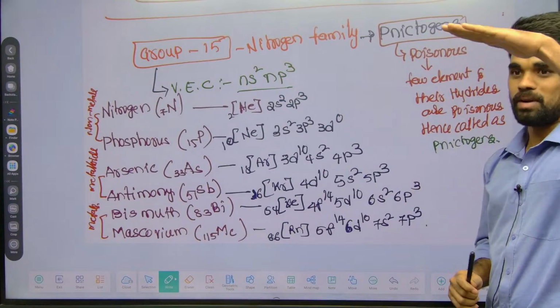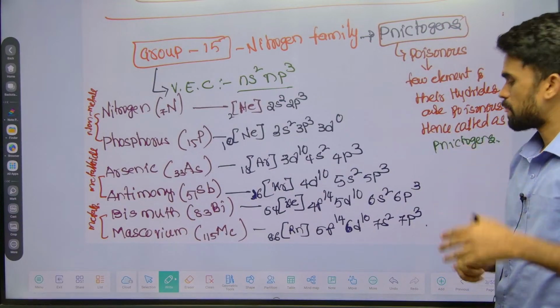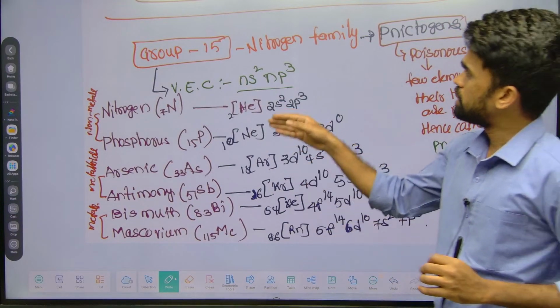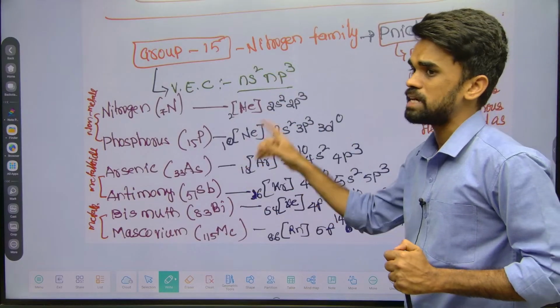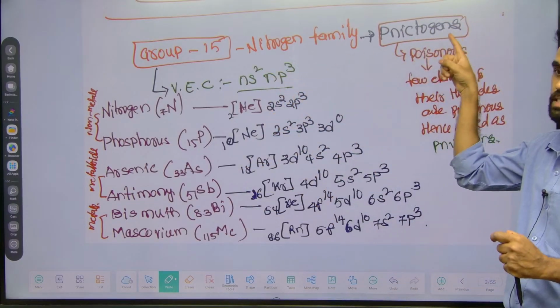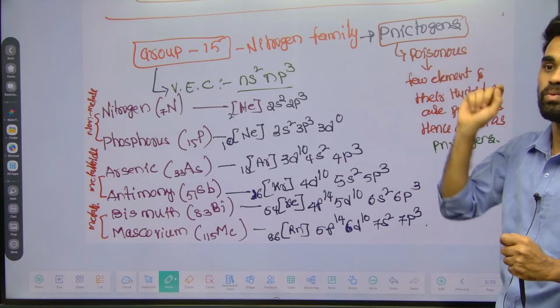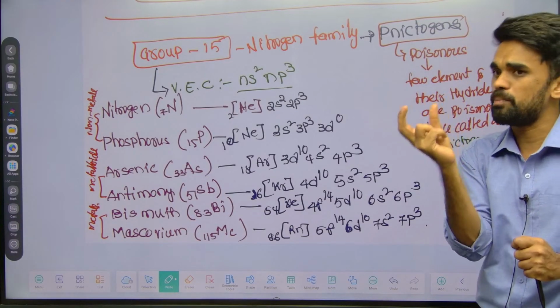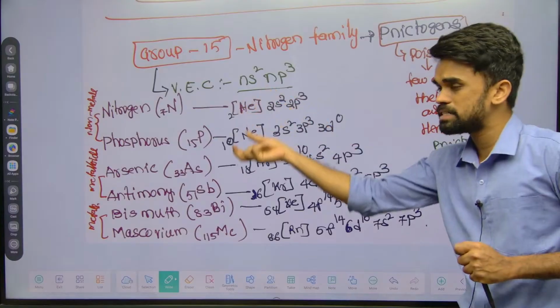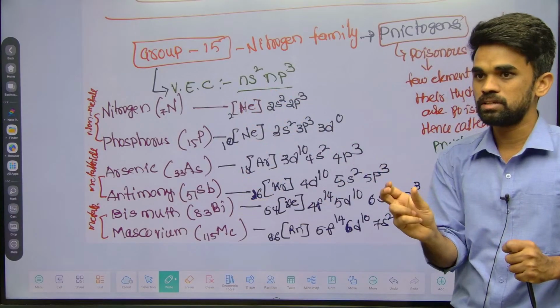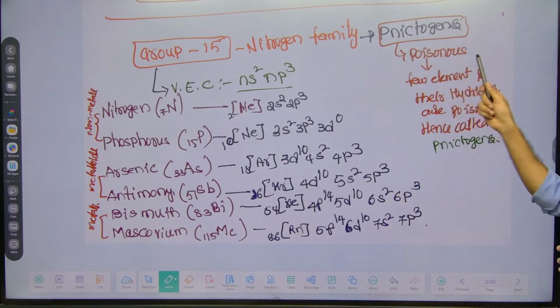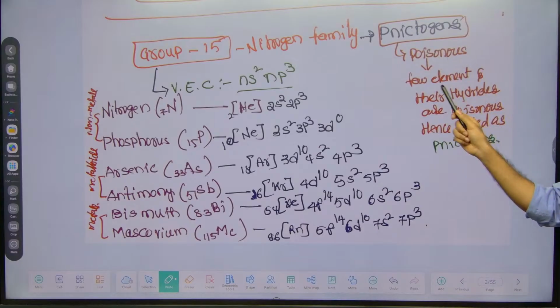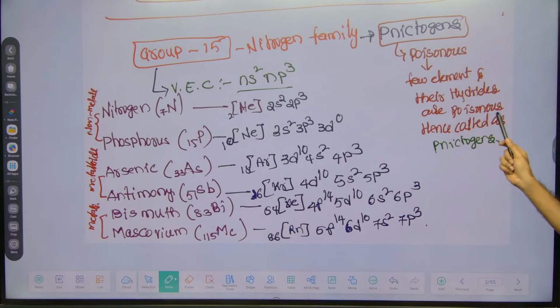Non-metals, metalloids, metals. These group 15 elements are also considered as pnictogens. What do we mean by that? Their compounds, their hydrides of group 15 are poisonous. Pnictogens means poisonous. So a few of the elements and their hydrides are poisonous, hence they are called pnictogens. This is the reason for it.